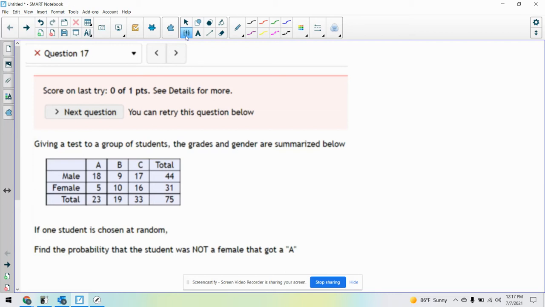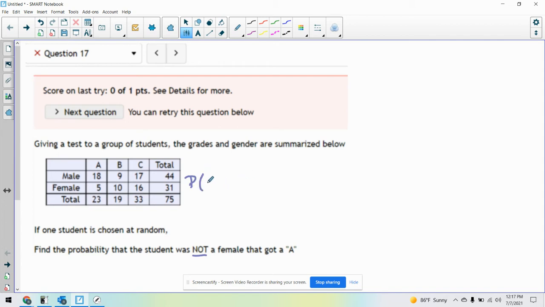Okay, so we have this first one. It says, giving a test to a group of students, the grades and genders are summarized below. Find the probability that a student was not a female that got an A. So whenever you're trying to find the probability of something not happening, it's often easier to figure out the probability of that thing happening and then use the complement formula to figure out the probability of it not happening. So let's ignore this not and first find the probability of finding a female that did get an A.